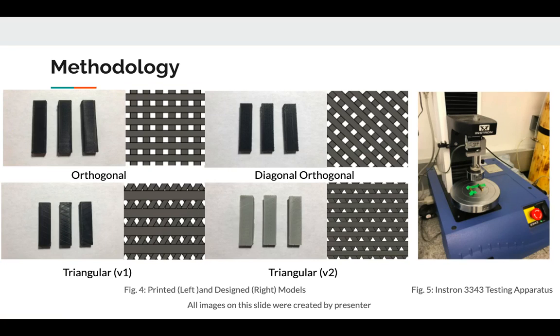The triangular V1 model was not used in this testing, or not considered, because while it was being printed, the struts ended up merging together and creating a solid block of material, while I wanted a scaffold that had differentiated struts so that stem cells may proliferate freely throughout the entire scaffold.